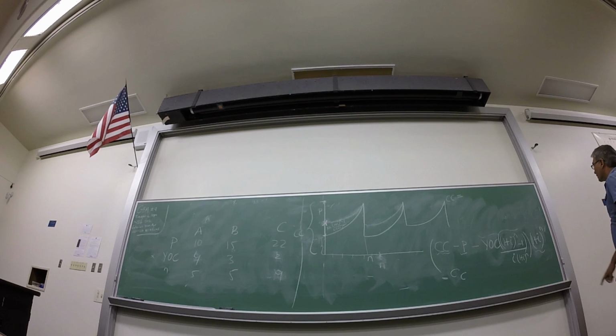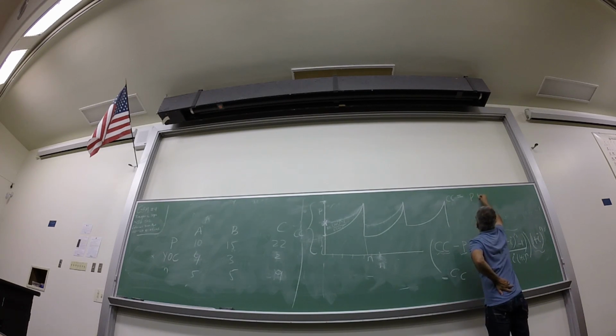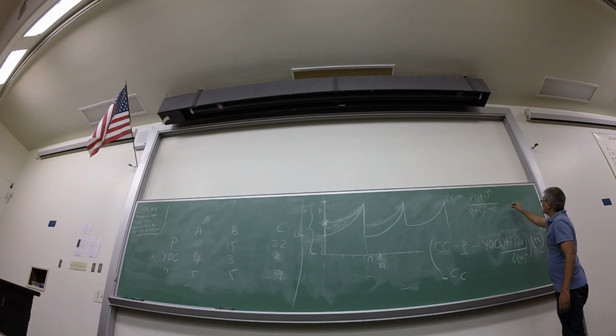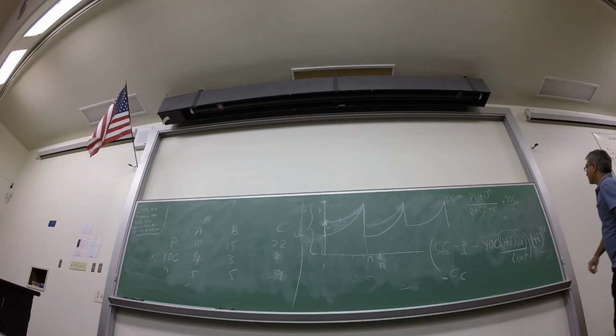Okay, so from this equation, you can see CC, capitalized cost, is going to be equal to P times (1 plus I) to the power n divided by (1 plus I) to the power n minus 1, right? And then plus YOC over R, right?